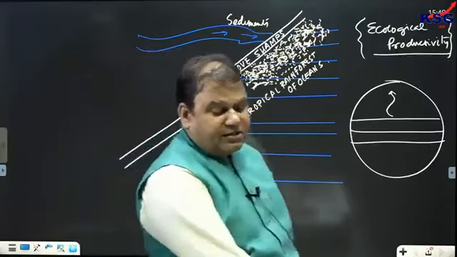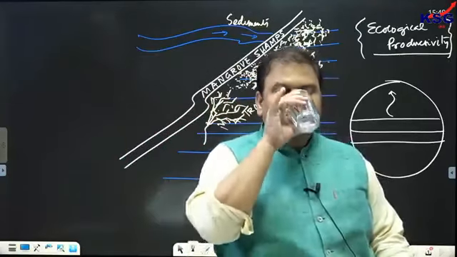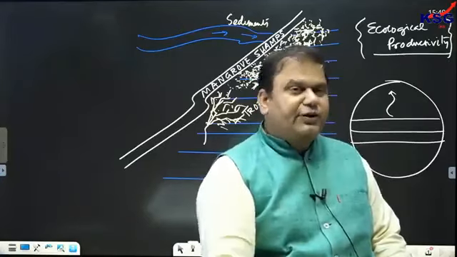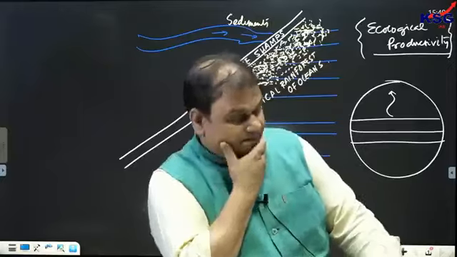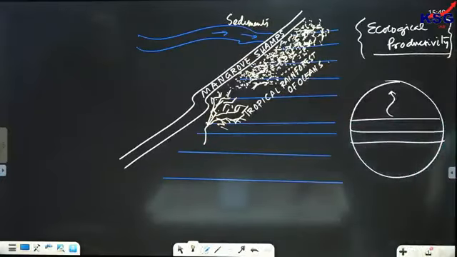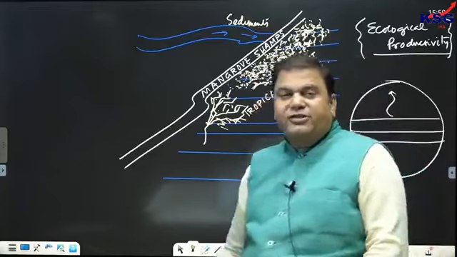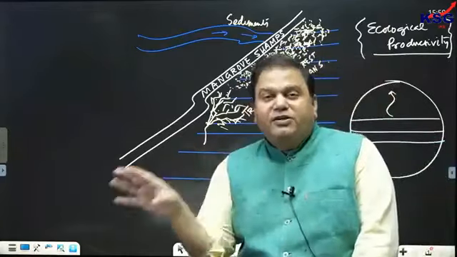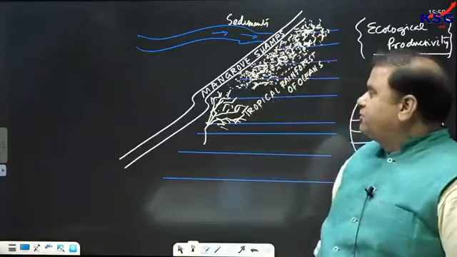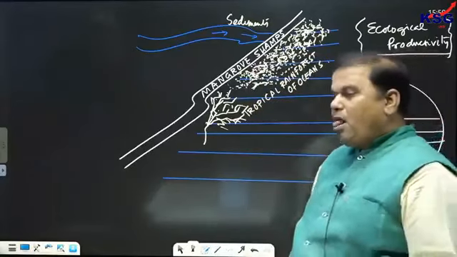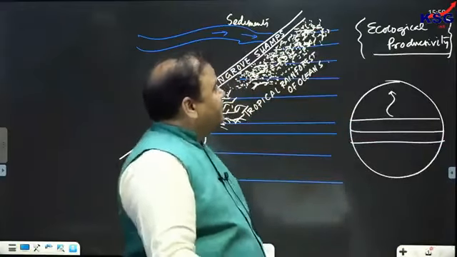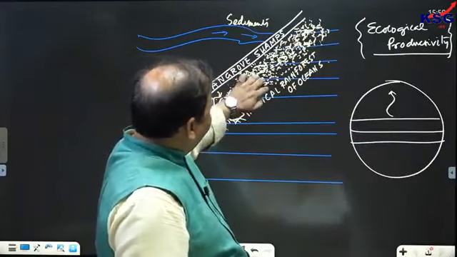It depends upon two factors. First, the amount of solar radiation, and second, the ability of plants through which they convert solar energy into chemical energy.